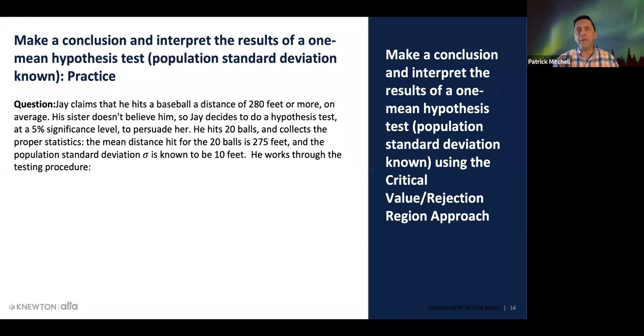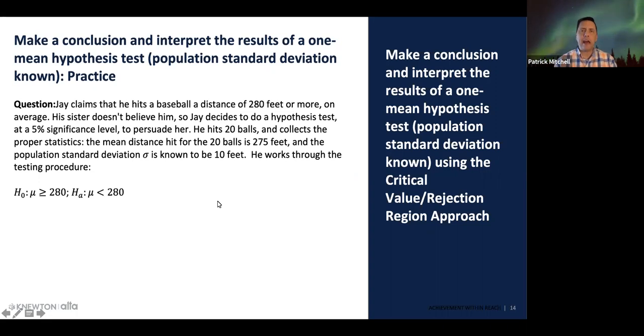Now, in a later video, we will talk about the more realistic scenario where the population standard deviation is not known. In the meantime, this is a little easier situation to start with. All right, so here's how that testing procedure would go. The null hypothesis is that mu is greater than or equal to 280, so that's Jay's claim. And the alternative hypothesis is that mu is less than 280.